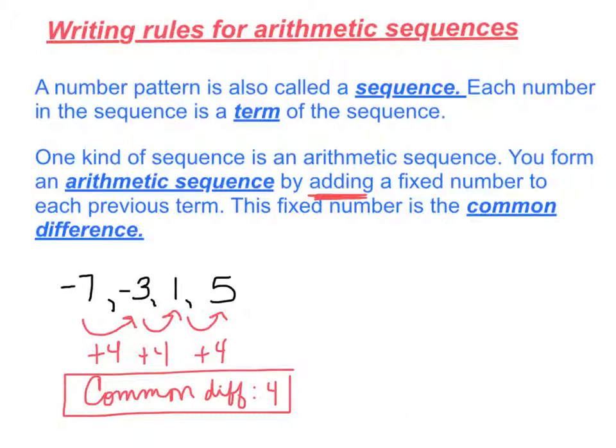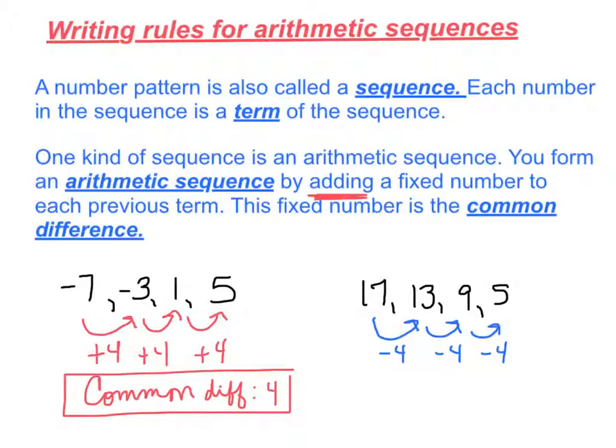The next sequence we're going to do is 17, 13, 9, and 5. Now, some of you may think, well, wait a minute, I thought the arithmetic sequence was adding a number. It is. What do you add to 17 to get 13? You add a -4, which is the same as subtracting 4. So you subtract 4 each time, which is adding -4. So the common difference here is going to be negative 4.